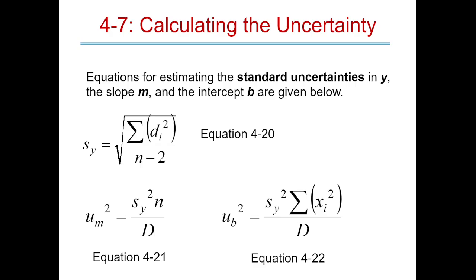Calculating the uncertainties, these would be the equations to calculate your uncertainty in your y-axis. So you remember how you can propagate uncertainties? This is the propagation of uncertainties for a least squares fit. So equations for estimating standard uncertainties in y and the slope and the intercept b are given here. Here we have the uncertainty in our y. Here we have the uncertainty in our slope. And here we have the uncertainty in our y-intercept. And so you plug these in.